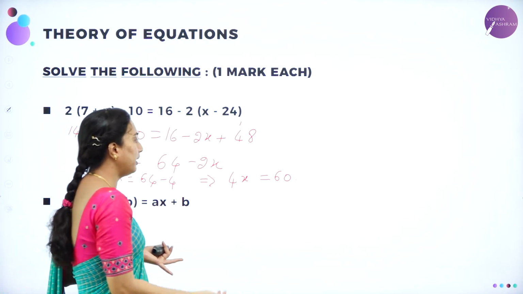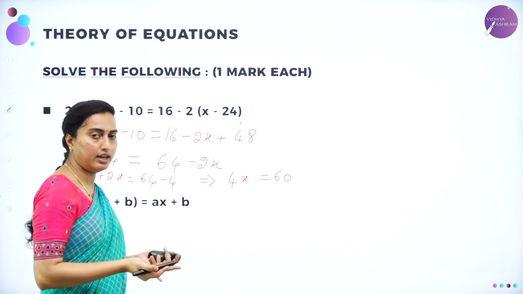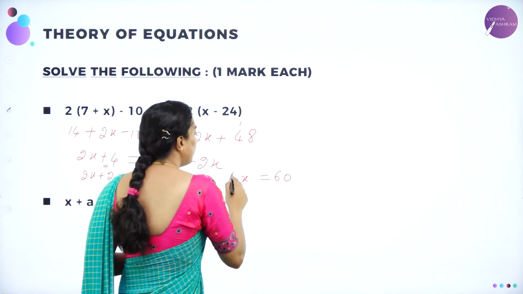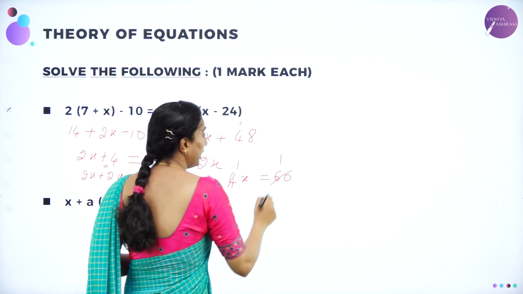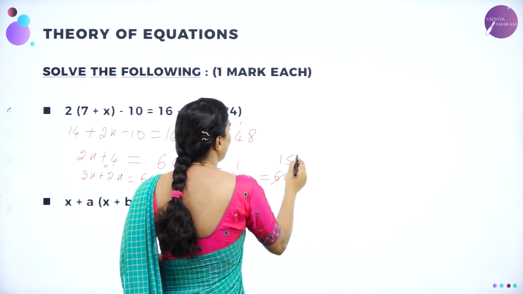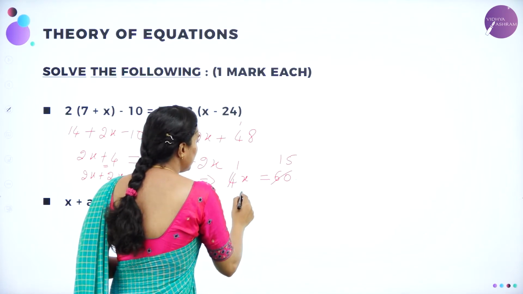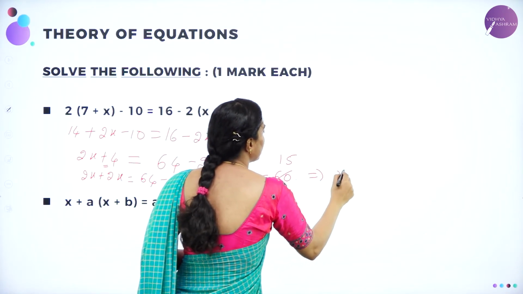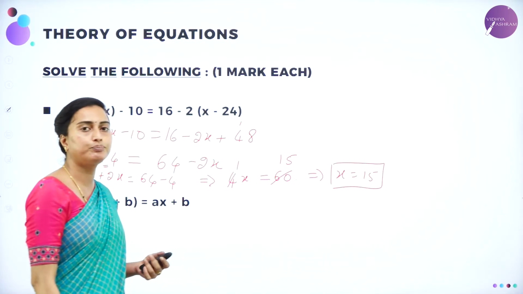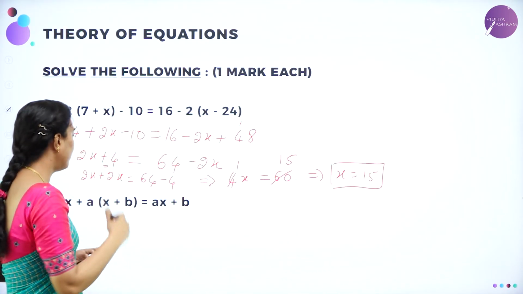Now you can cancel by 2 or cancel by 4. Anything is possible. If you cancel by 4, it is easy. That is 4 ones are 4, remaining is 20. So you are going to have 4 5s are 20, which is 4 15s are 60. So x is equal to 15. So that is the value of x. Understood? So this is how you are going to solve.